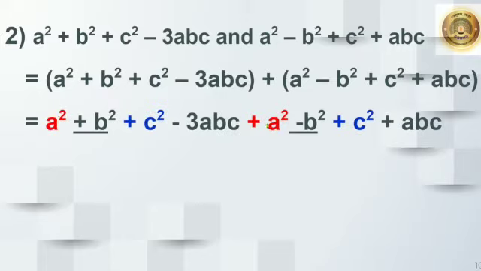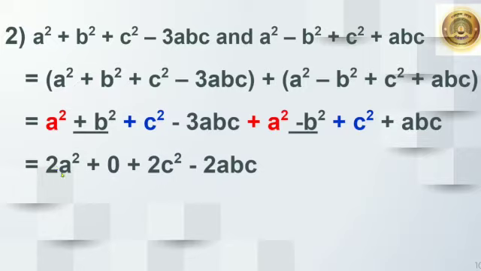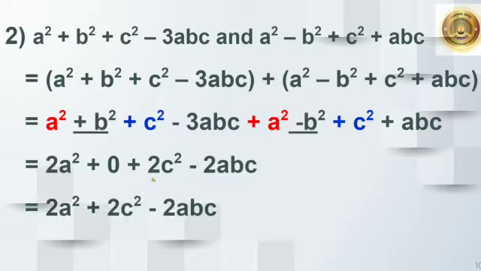So we have 2a square here, a b square and a minus b square, c square and a c square, minus 3abc and abc. So a square and a square will give you 2a square, b square and minus b square. It's like 1 minus 1, that is 0. So you get 0. C square plus c square will give you 2c square. Here you have minus 3abc and plus abc. So it is minus 3 plus 1. So the difference is 2 and the sign of the bigger number is minus. So you have minus 2abc. So this will be your final answer.